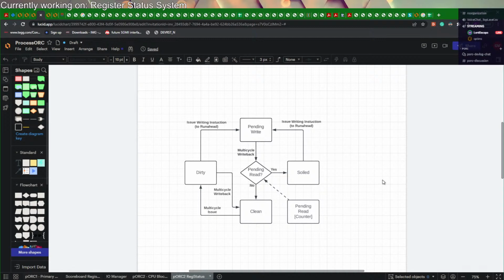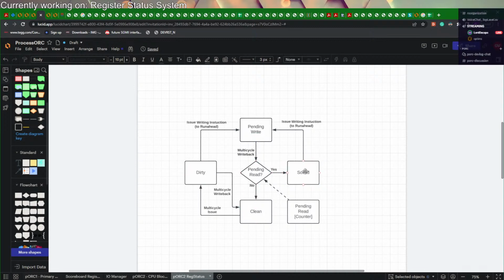So I'm going to play through this. If an instruction is dirty, and it's pending read, right? And you try to write back to it. If it's dirty and you try to write, then it goes to pending write. You can't go from dirty to soiled. You can't directly go from dirty to soiled, because by the nature of the pipeline, you'd have to clear. If you wanted to go from dirty to soiled, you'd have to clear your dirty bit first.